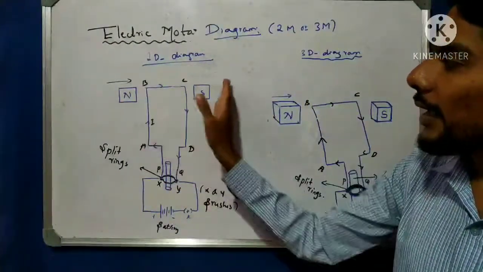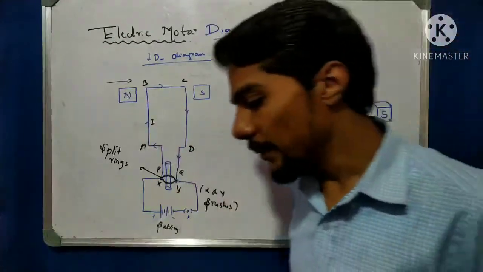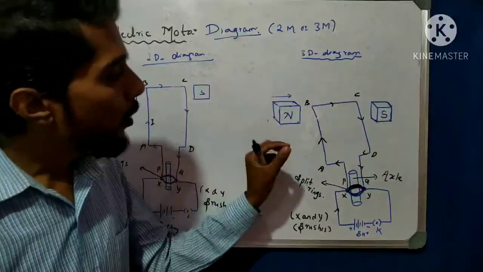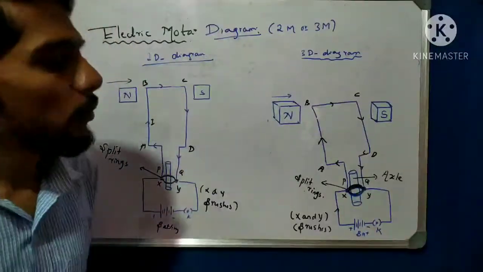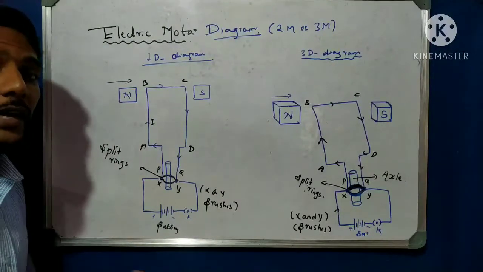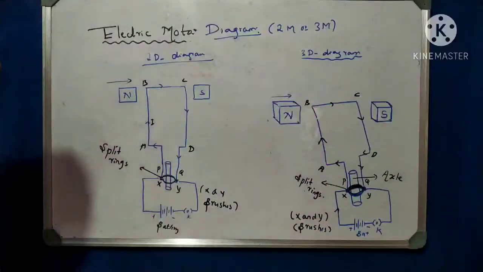This rectangle, N and S, north and south pole. That is very important. The direction of the magnetic field is like that. So this is the diagram of the electric motor. Hope you understand this diagram. So pause the video or revise the video and draw the diagram again two times. At least two times to perfect it.